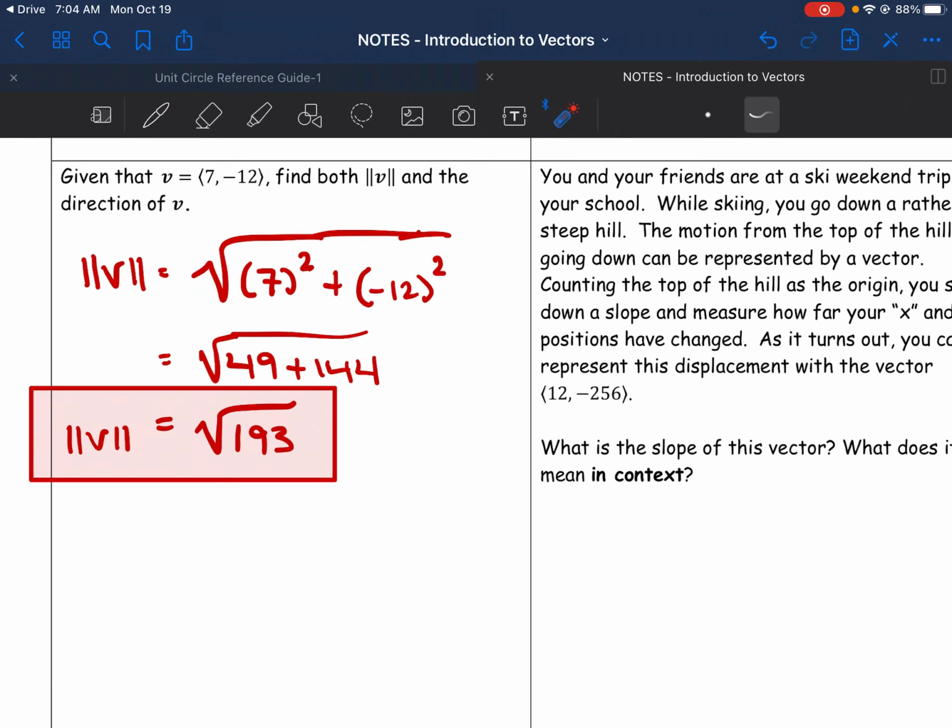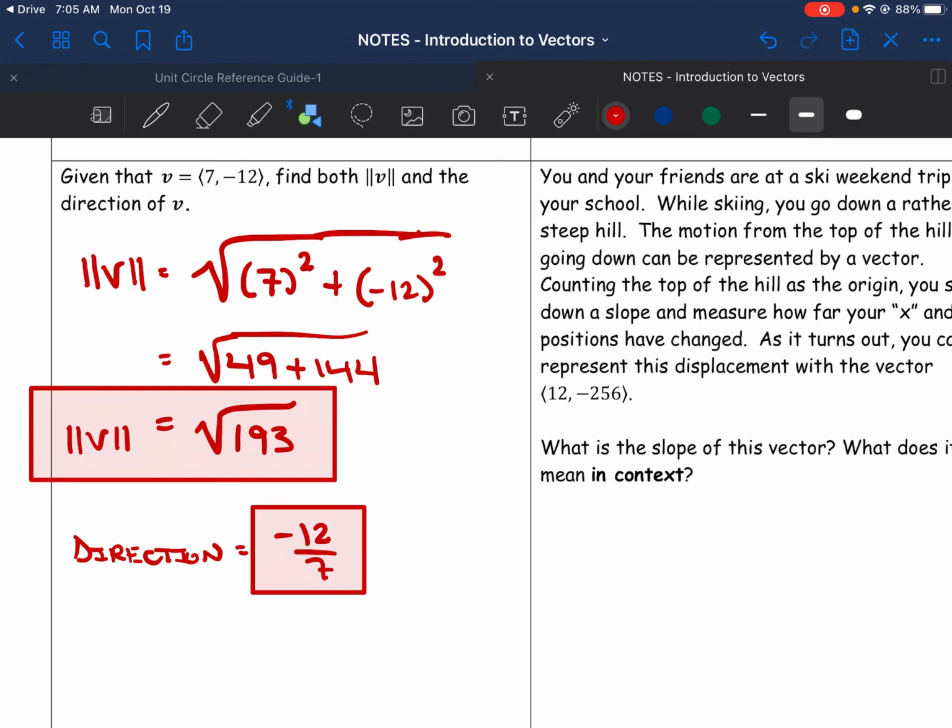Now let's find the direction of v. So the direction of v, when written in component form, is the y component divided by the x component. So the direction would be, and I'm going to write direction equals, again, it's going to be the y component divided by the x component, so that'd be negative 12 over 7. That fraction cannot reduce, so there's our direction.